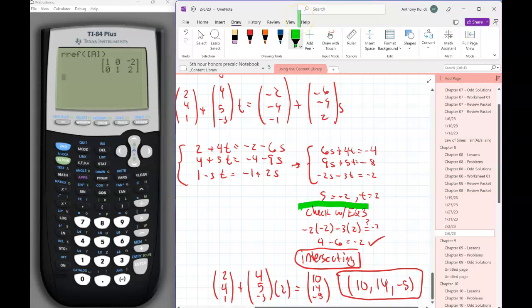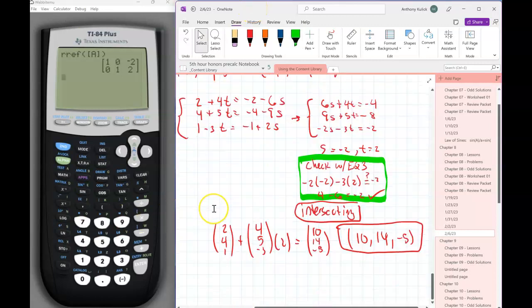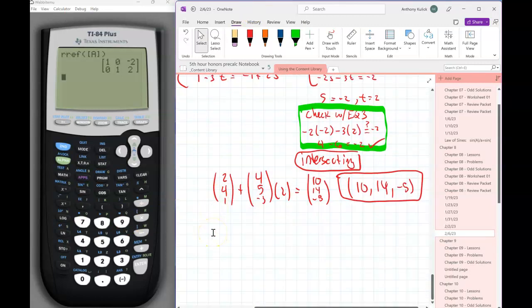The most common mistake students make is forgetting to check your solution with your third equation. It is still possible for the system to solve 2 of the 3 equations, but not work with the third. Which is weird, but that can happen.